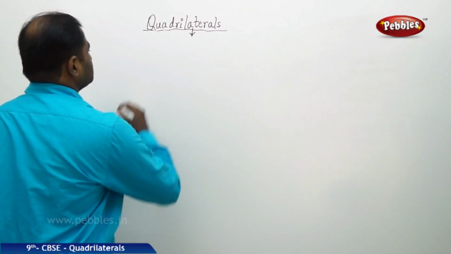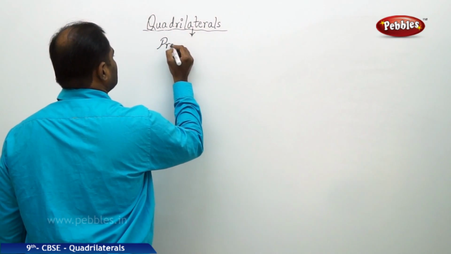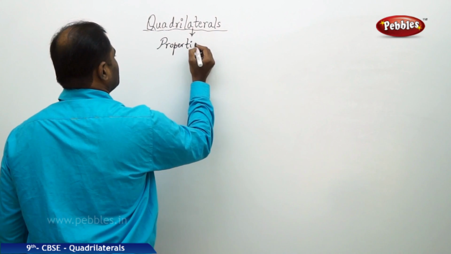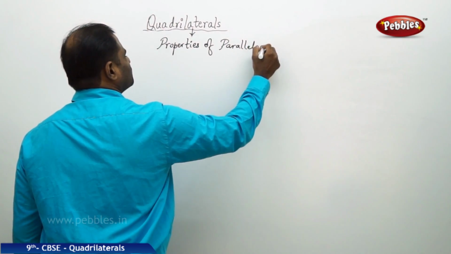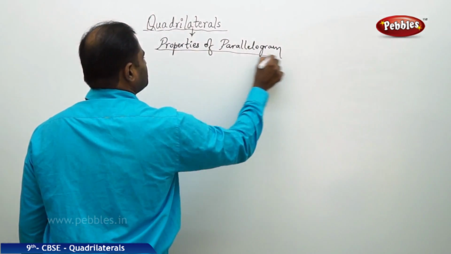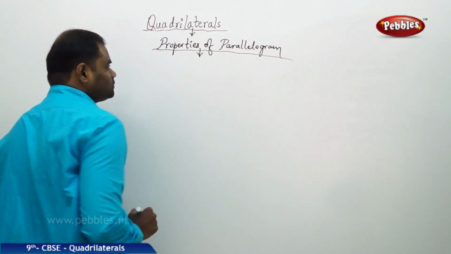Now that we have discussed the different special cases of the quadrilateral, let's take the case of the parallelogram and define its various mathematical properties. A parallelogram is a special case of a quadrilateral. Today's session is about properties of a parallelogram.